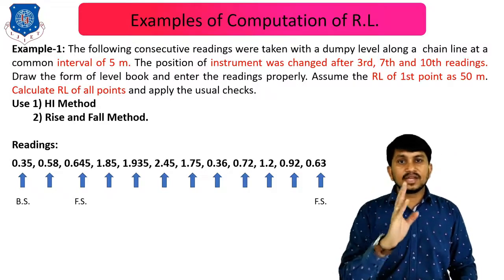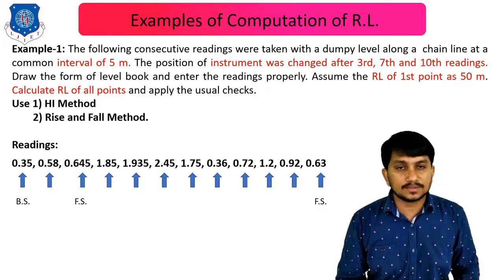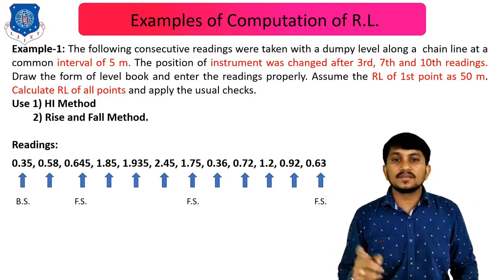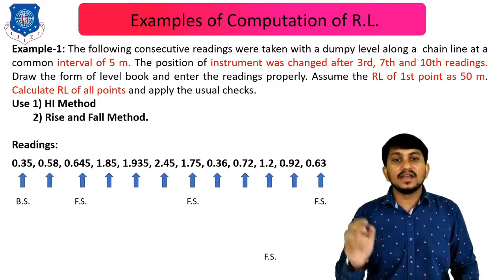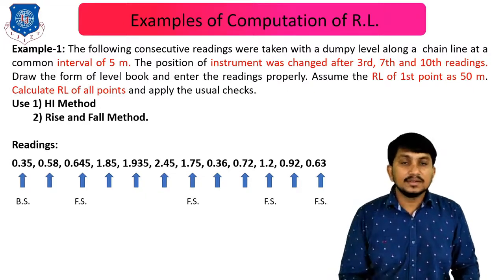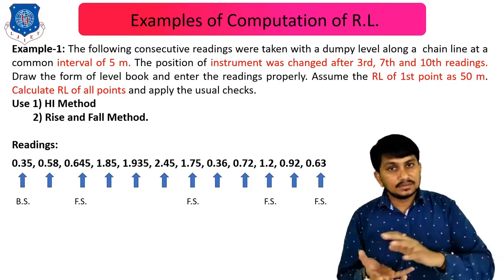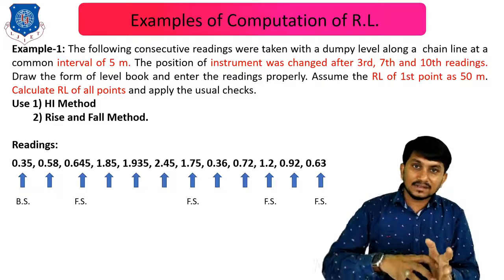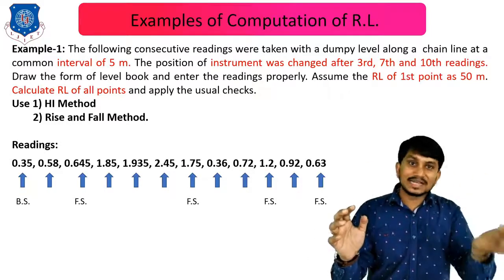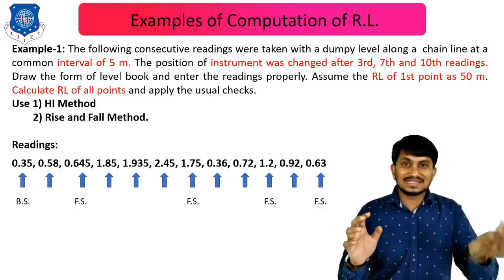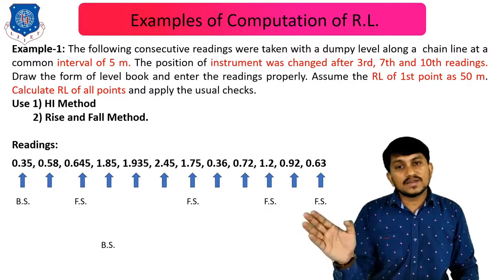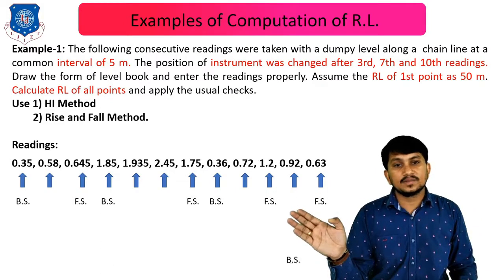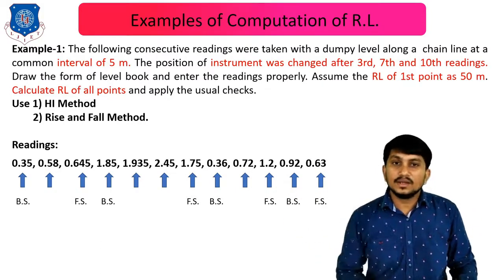So the 3rd, 7th and 10th readings are the last readings of the setups. The 3rd reading is FS, the 7th reading is FS and the 10th reading is FS. After taking FS, the instrument was shifted and then the first reading was taken of the second instrument or second setup. After FS there is one BS.